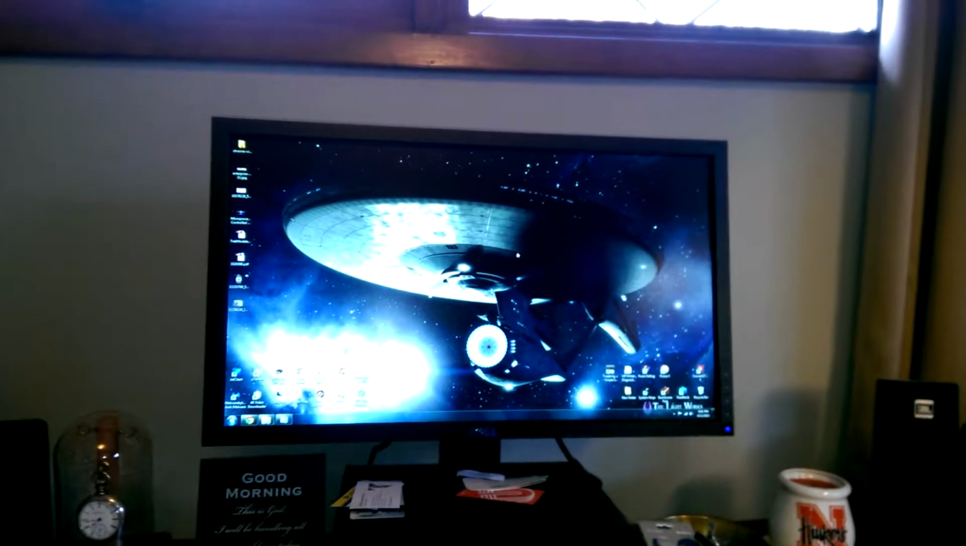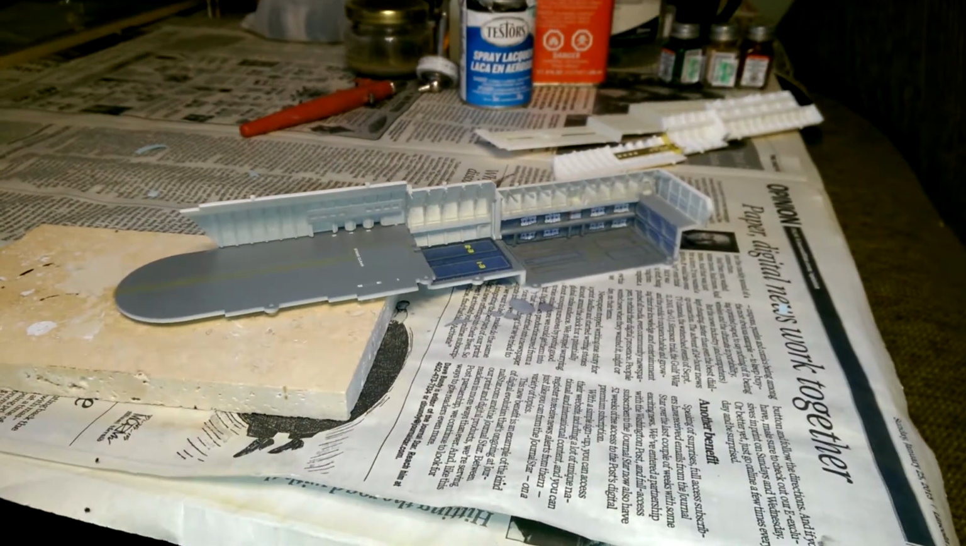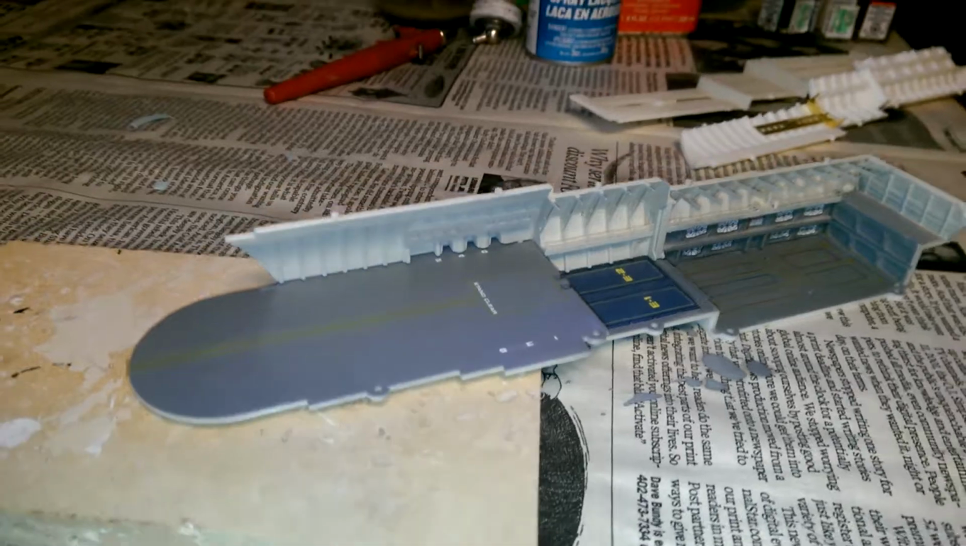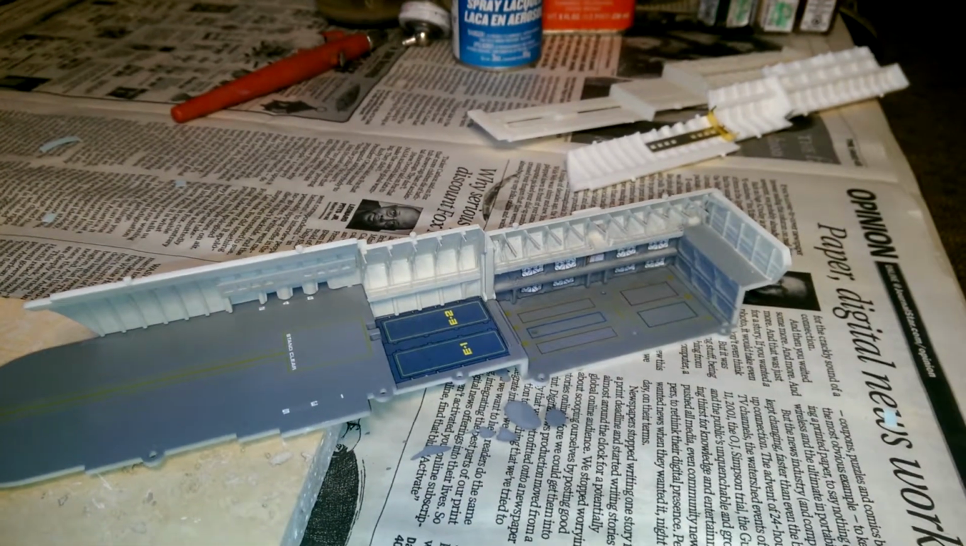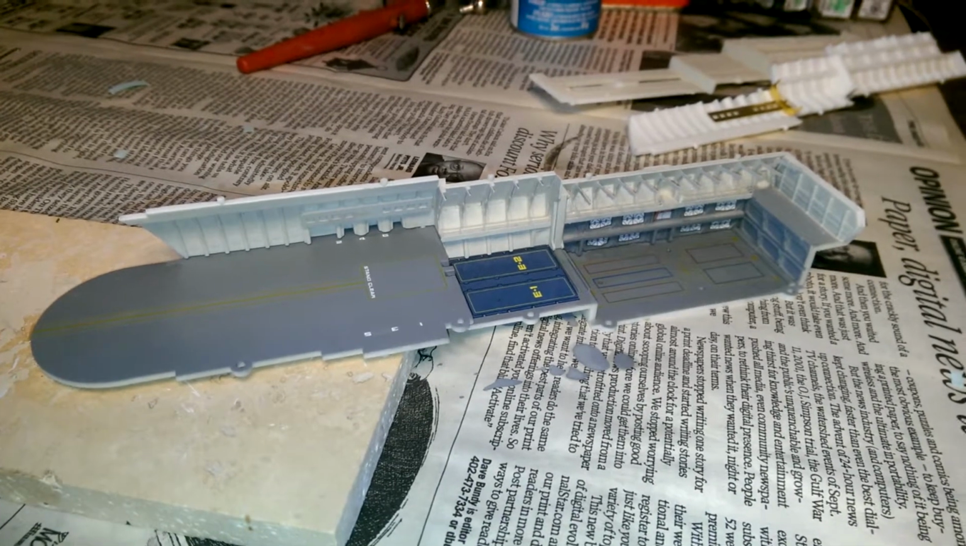So, starting off, I think this is what the posts were today. This is of the shuttle bay. Let me see if I can get in here. Kind of where I am. That is 5 hours of work, and it's only halfway done.